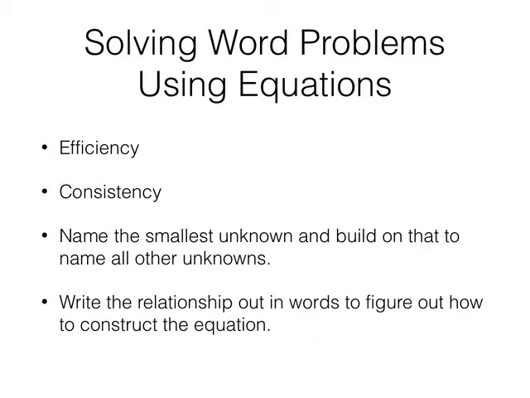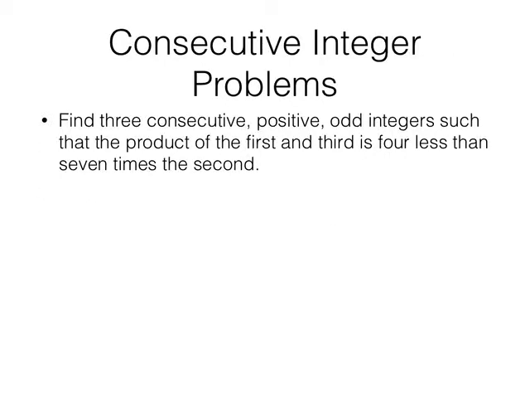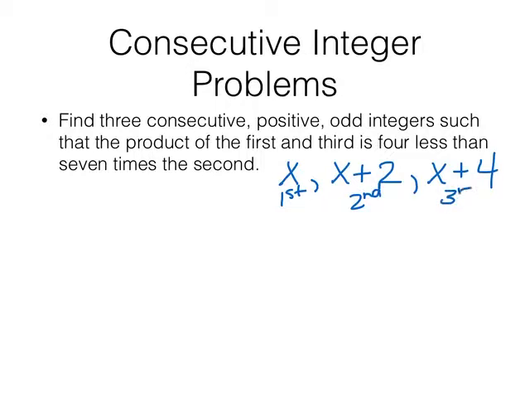Okay, let's start with consecutive integer problems. This one says find three consecutive positive odd integers, three adjectives there, such that the product of the first and third is 4 less than 7 times the second. So let's start by naming our three consecutive odd integers. We're going to name them x, x plus 2, and x plus 4. Remember that odd numbers are still 2 apart. So this is your first number, this is your second one, and this is your third one.